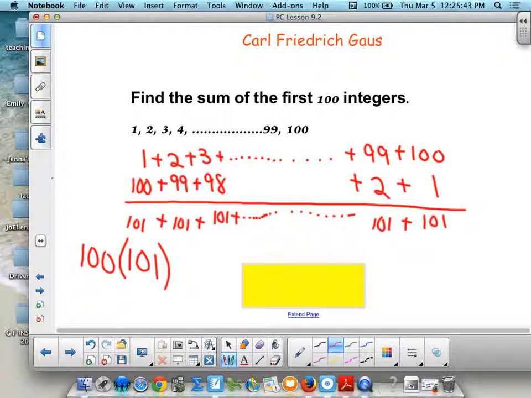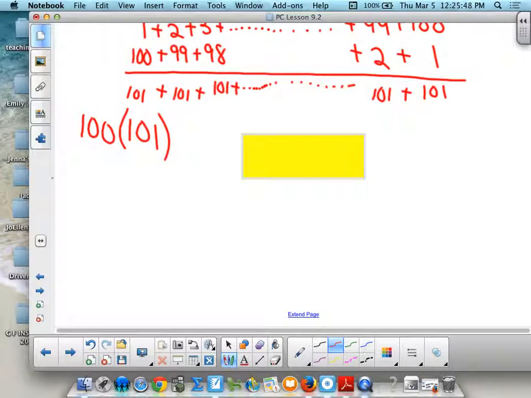But of course, this answer is how much bigger than the real answer? Twice as big. Okay, so then he does this. Well, if the answer is twice as big as the real answer, he cuts that number in half. And he says, this must be the answer. 5,050. Okay. But now, here's what I want you to do. Look at what he did. He was asked to take the first 100 terms, add them up. Well, there's the 100 right there. But it got cut in half, didn't it?